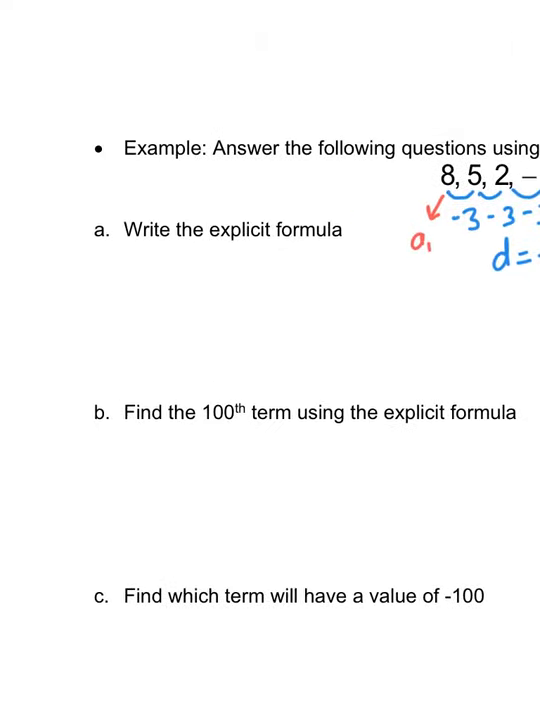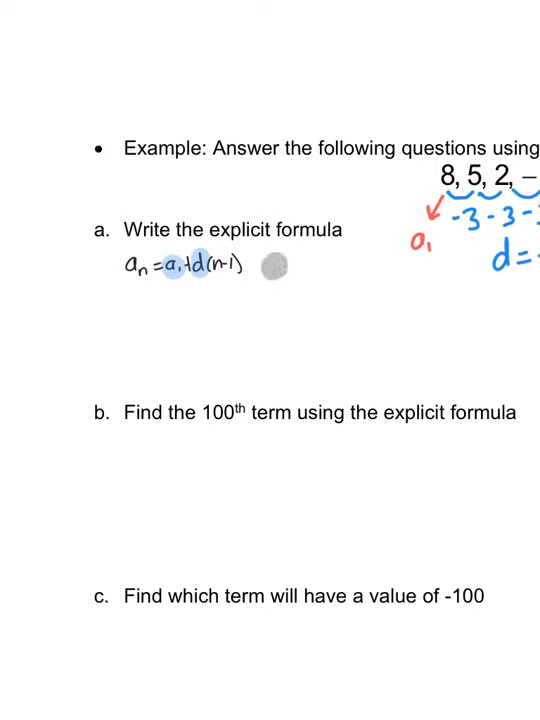So to write the explicit formula, we're going to have, zoom in, I'm going to take the formula from above, just copy that down, okay, and I want this to be written so that A1 and D are replaced with what I have already figured out.